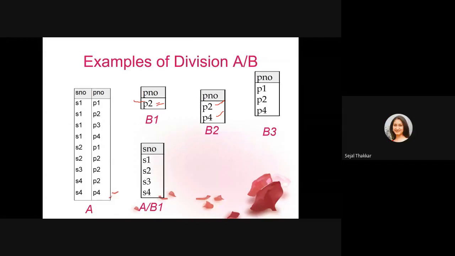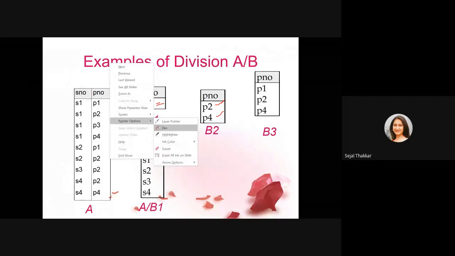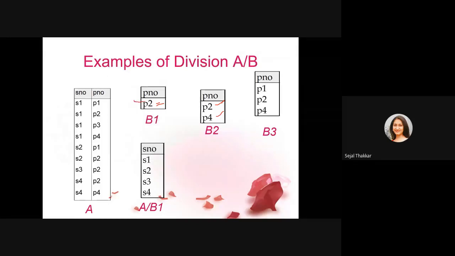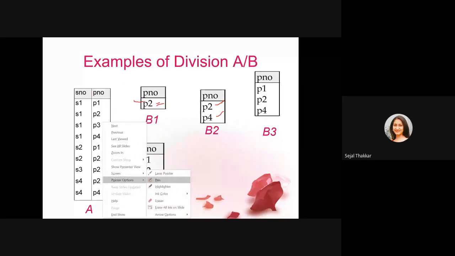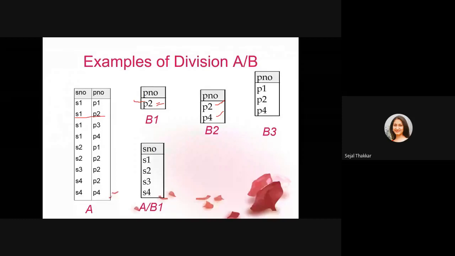Okay, P2 and P4 we have to find out, right? So let me check what the output is. P2 is paired with S1, P2 is paired with S2, P2 is paired with S3. Then P4 is paired with S4, and P4 is paired with S1. So duplicates will be removed. I think S1, S2, S3 and S4, all four, will come here.